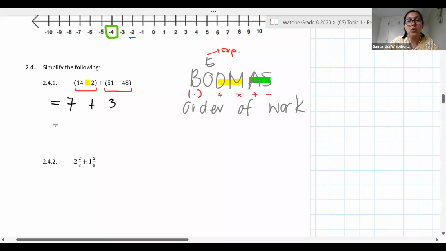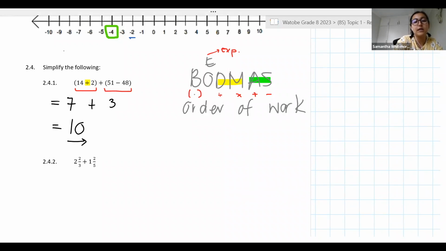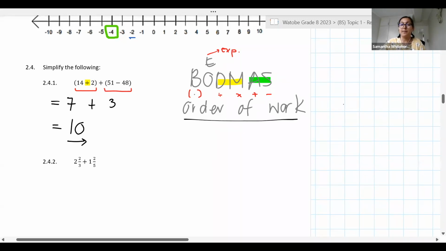And so now all we have to do is do the next order of operations or the next bit of my work, which is to add. And I think we can all confidently say that 7 plus 3 is 10. So order of work is super, super important, because if we're not doing it in the correct order, we potentially are not going to get the right answer. Sometimes you do, but you don't always. So it's very important we follow that BODMAS or this order of work.